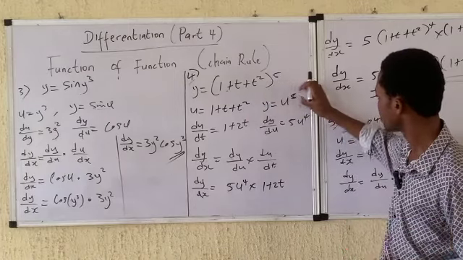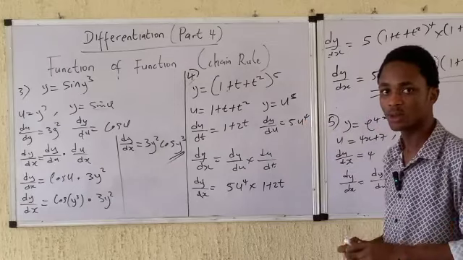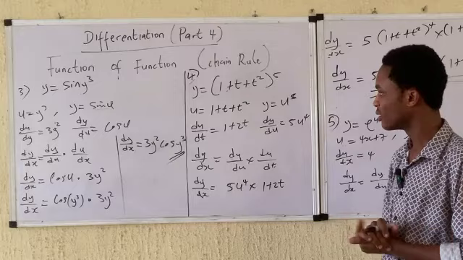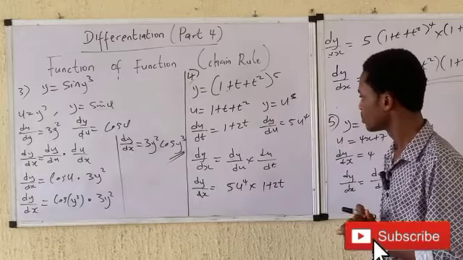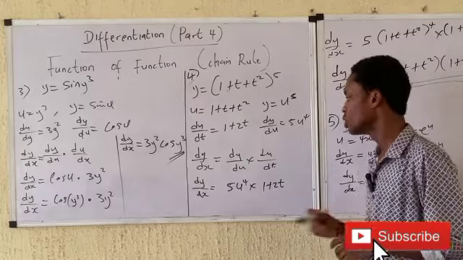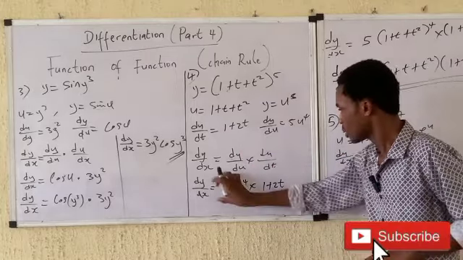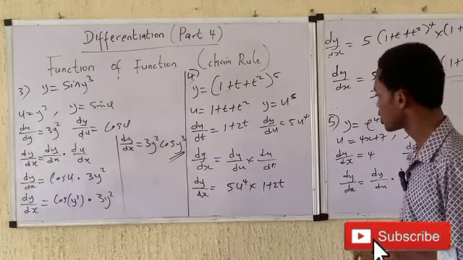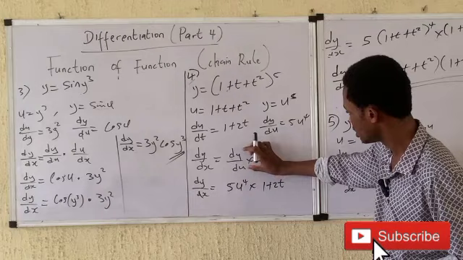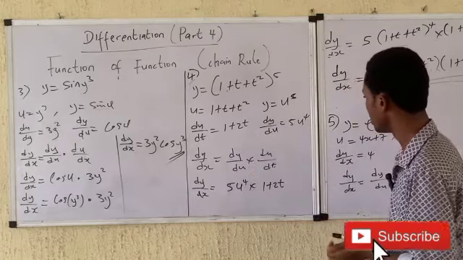Differentiating this one with respect to u, dy/du equals 5u raised to the power 4. Using the general formula for the chain rule, which is dy/dx equals dy/du times du/dt. So dy/dx equals, now substitute whatever we see, dy/du, we put in the value here.